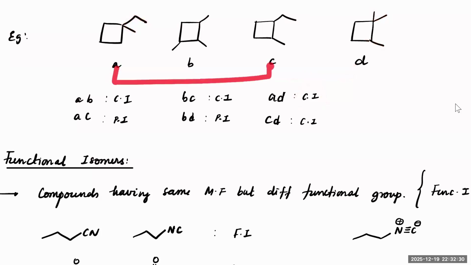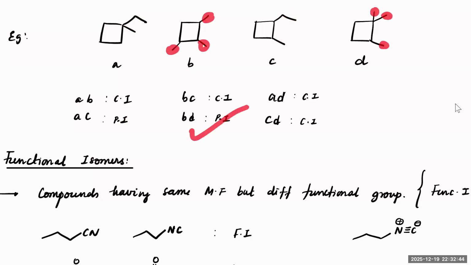A and C, this is ethyl methyl, ethyl methyl. Only the position is different. So position isomers. B and D, methyl, methyl, methyl, methyl, methyl, methyl. So again, only positional difference. C and D, again chain isomers. Okay. So I'm hoping all of you have understood when we use the terminology chain isomers and when we use it for positional isomerism.